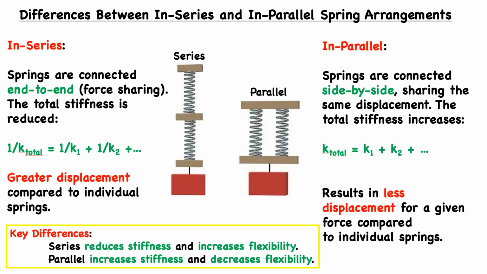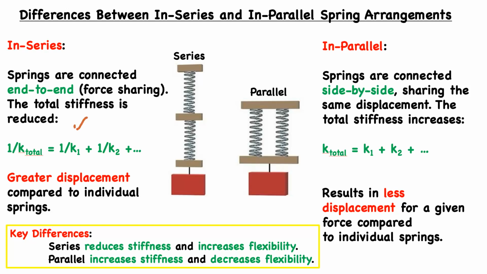So in general, there are two types of arrangements. We have the in-series arrangement, and we have the in-parallel arrangement. So let's break them down one at a time. So we'll start with the in-series arrangement. So in-series arrangement refers to springs that are connected end to end, or in other words, they are force sharing, such that the total stiffness is reduced.